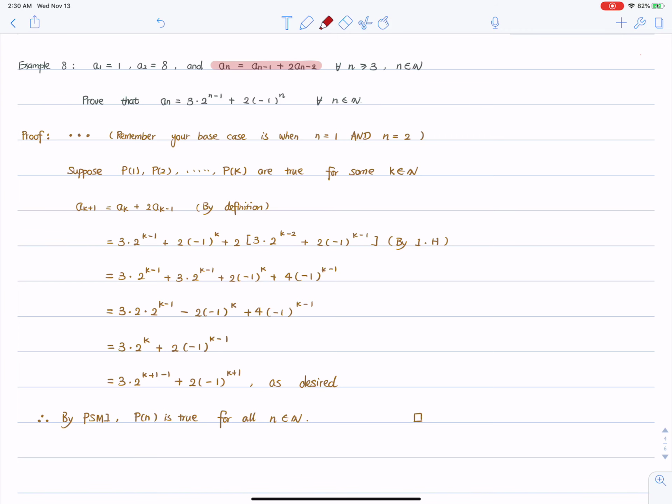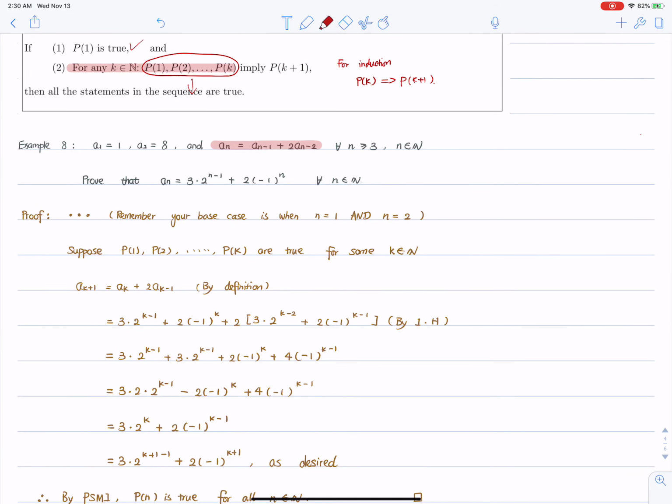Why is that? Because normal induction does not give you information for p(k-1) or p(k-2). For normal induction, you don't know about those two. But in this case, you need information about those. That is why you need to use strong induction.